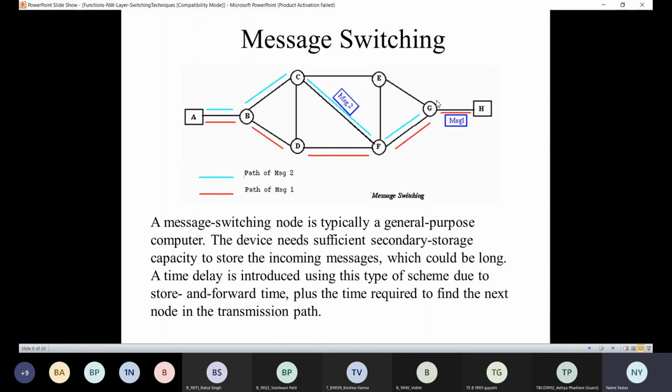So these devices should have sufficient storage capacity for the incoming messages to get stored, right? And in this case, the main point is that there is a time delay introduced in forwarding the data, because first it is doing the store and forward, and next it has to find the next node in the transmission path. These two things take time, and that's the reason there is a time delay introduced in the message switching technique. Fine.